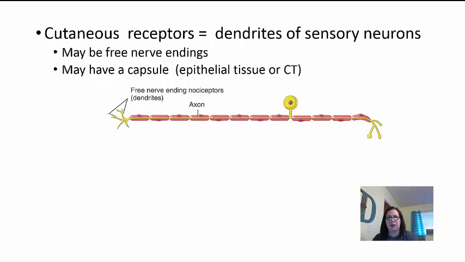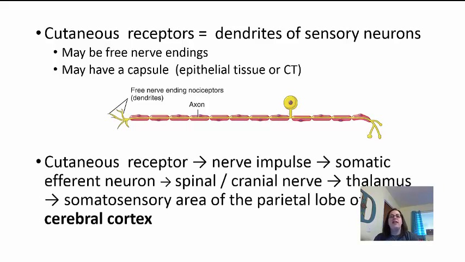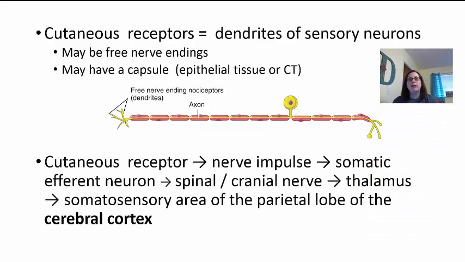Now, when you look at cutaneous receptors, the dendrites of sensory neurons, they can be free, like in this picture. We're showing you free nerve endings, or they could be encapsulated, covered with connective tissue, like we see a lot of times with those pressure neurons. Now, this is how they communicate. Remember, we talked about that loop where we're going to detect the message. This is by the cutaneous receptor. It detects that there's a change.